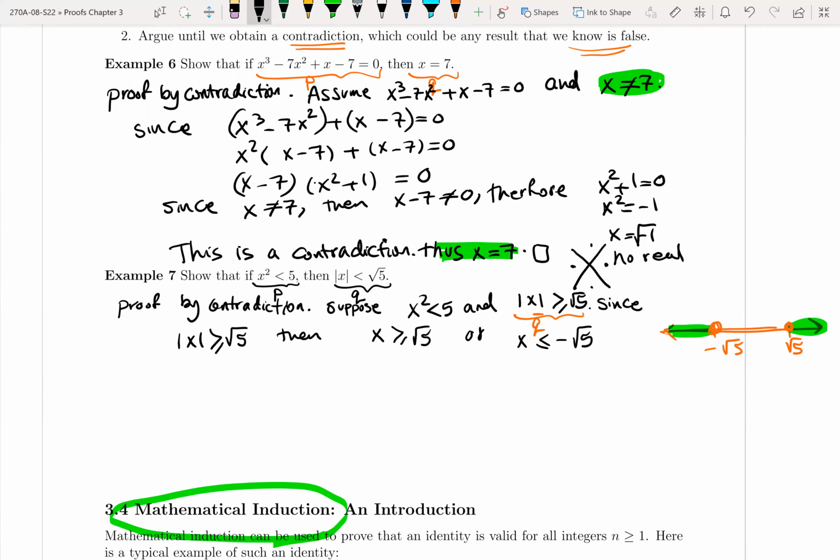So then I'll consider both cases, okay? Let's say case number 1, your x is bigger than or equal to rad5. So then square both sides. Why square both sides? Because that's what you need to show, right? So this is what you have over here. You square both sides, your x squared is bigger than or equal to 5.